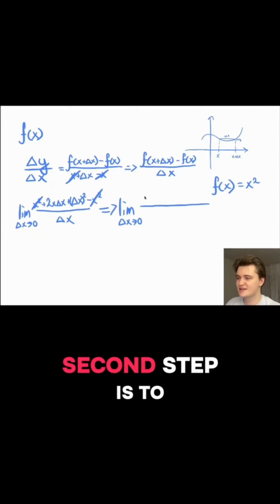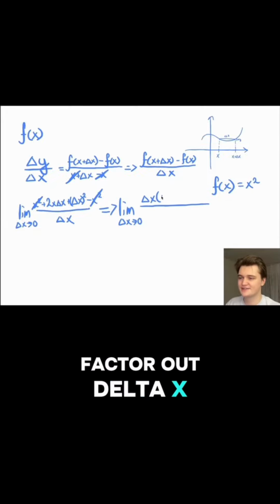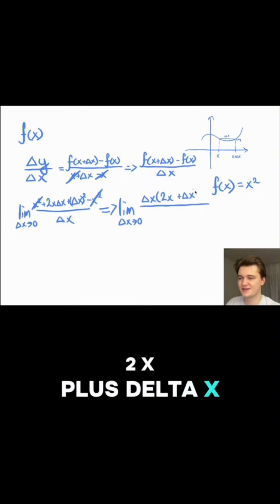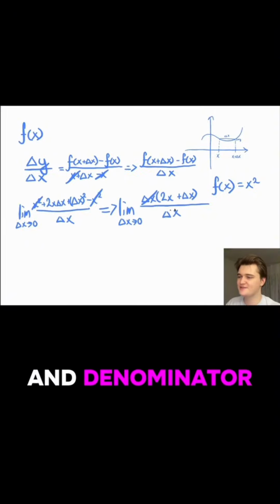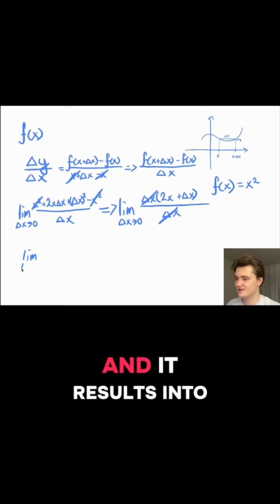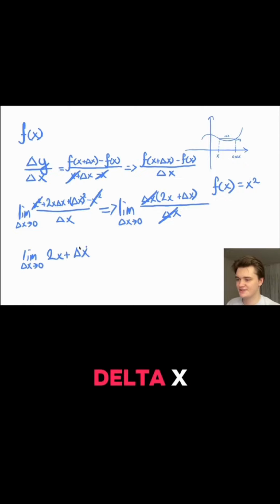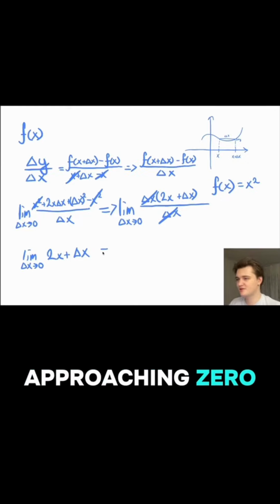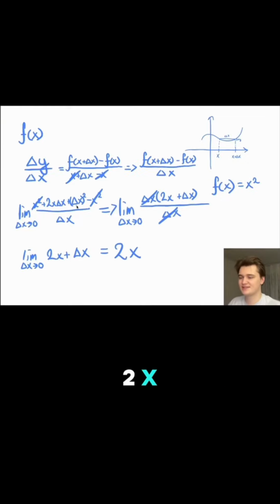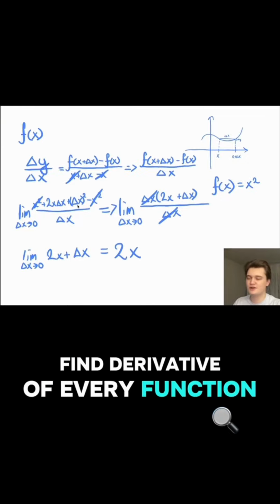Okay, and our second step is to factor out delta x. So we're going to have 2x plus delta x over here in parentheses. We have delta x in denominator. They cancel each other out. And it results in the limit of delta x approaching 0 of 2x plus delta x. So when delta x is approaching 0, it's just going to be 0. Therefore, it's going to be 2x. And that's how you find the derivative of every function you want.